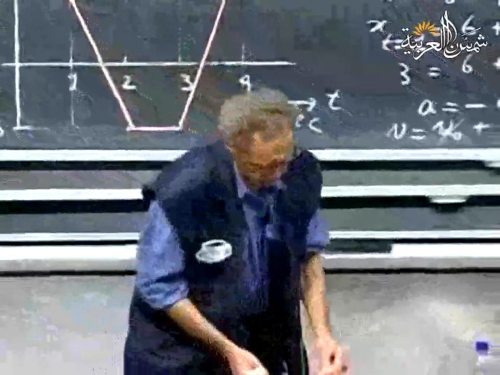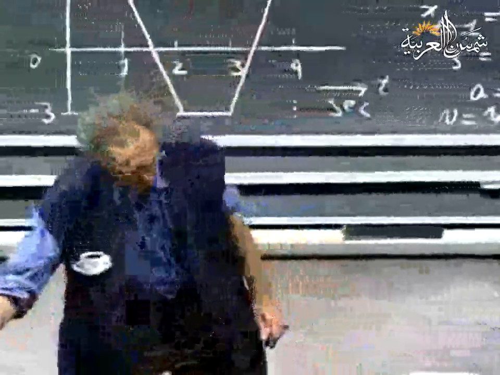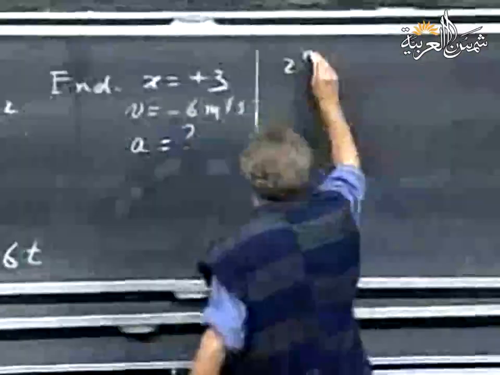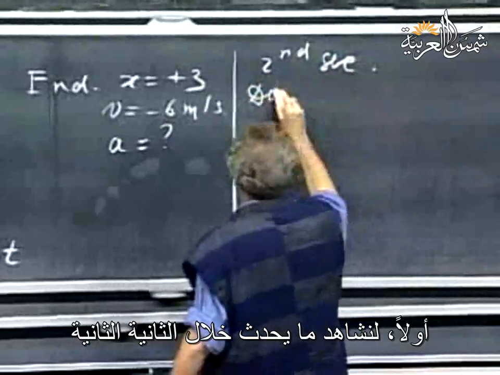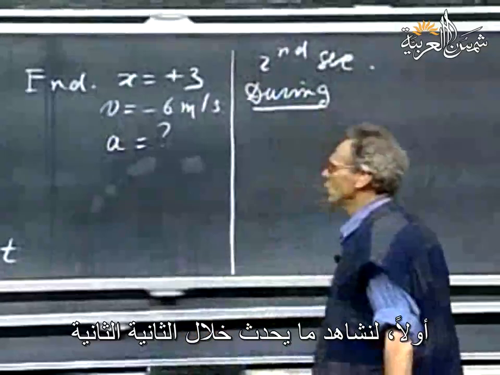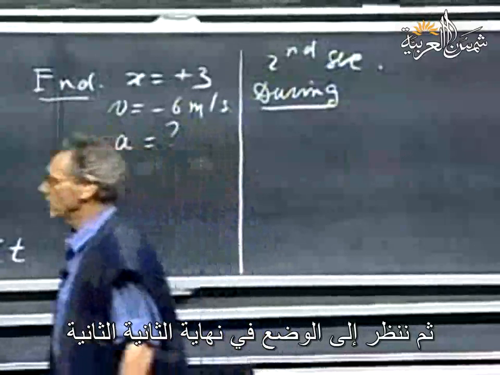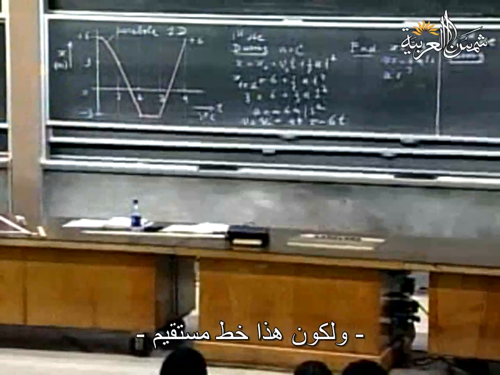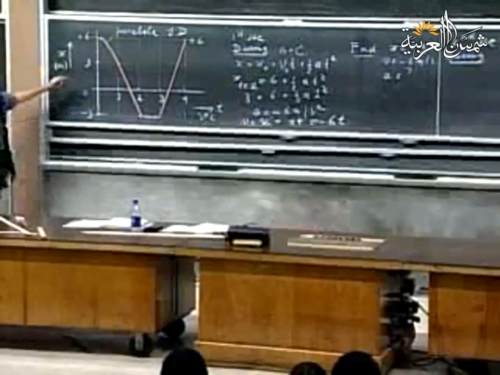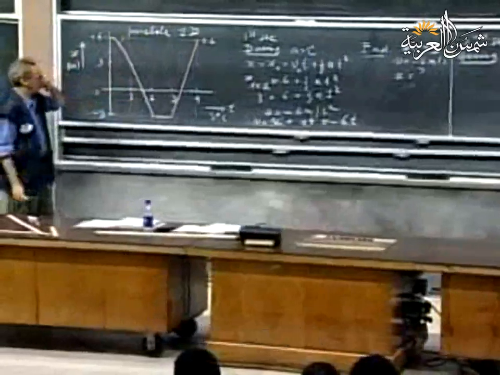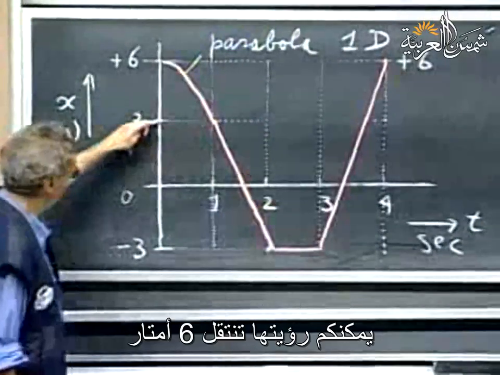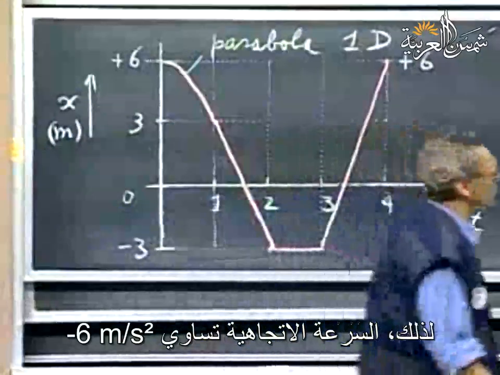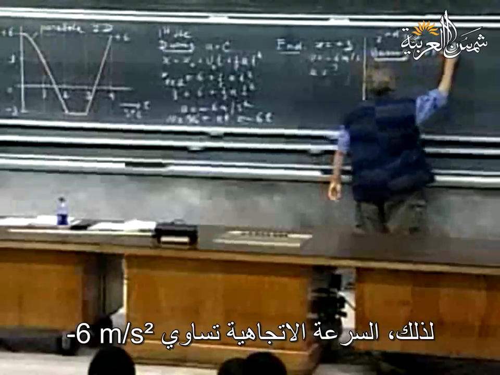Let's now go to the second second, and let's see what happens there. First, let's look during, and then we'll look at the situation at the end. During the second second, it is clear, since this is a straight line, that the velocity remains constant, and it remains minus 6 meters per second. That is exactly what it was at this point at the end. You can see it goes 6 meters, from plus 3 to minus 3, in 1 second, so the velocity is minus 6 meters per second.